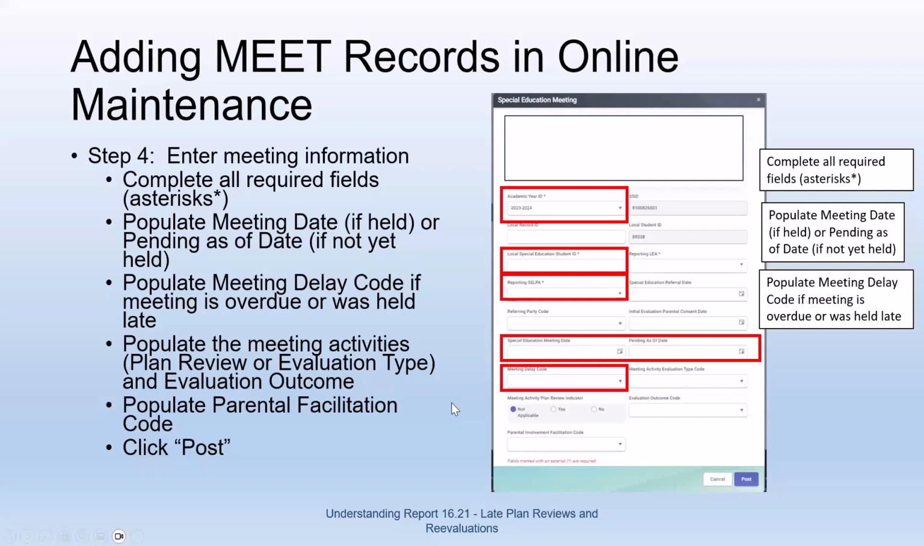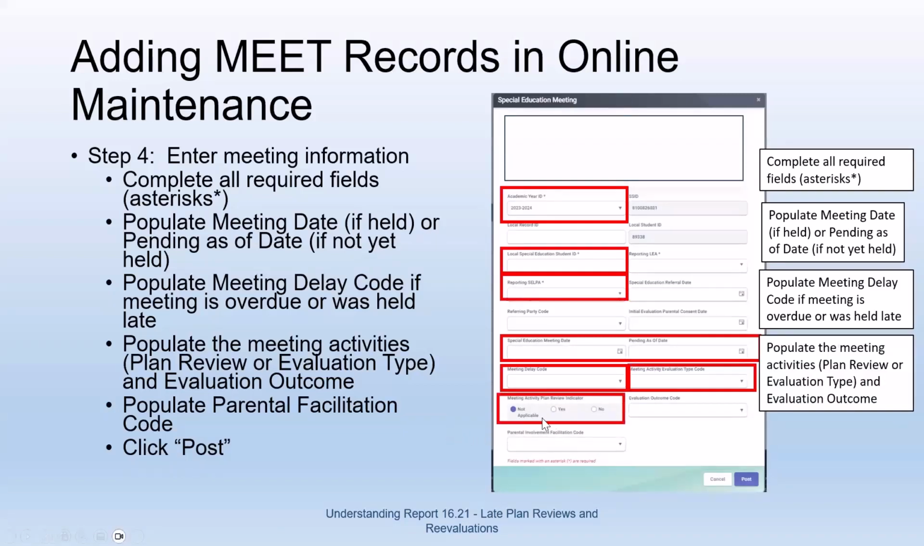The next thing you want to do is populate the meeting activities. So in this meeting, if it's been held, or in whatever type of meeting that's pending, you would select the meeting activity. So if it's a plan review, you're going to select the meeting activity review indicator, yes. If it's an evaluation, a reevaluation, you're going to select meeting activity evaluation type code 40.